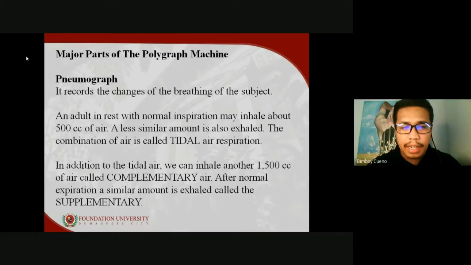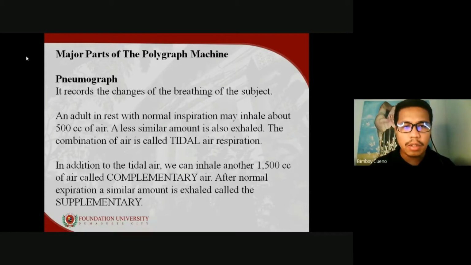So basically, there are four major parts of the polygraph machine. The first one is the pneumograph. The second one is the Accuracy. The third one is the Galvanograph. And the fourth one is what we call as the Chemograph. So the pneumograph records the changes of the breathing of the subject.